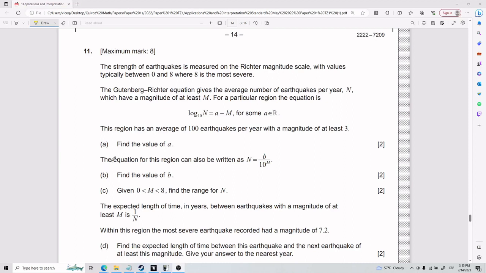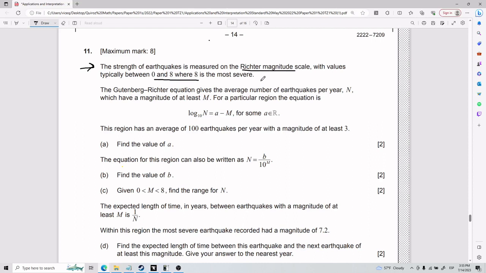All right, now number 11. Okay, number 11, I'm just gonna be honest, it's a little messed up. Okay, it's hard. Yeah, so you're in for a ride. They tell us that the strength of earthquakes is measured on the Richter magnitude scale with values typically between 0 and 8, where 8 is the most severe.